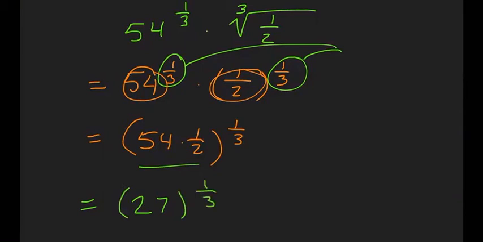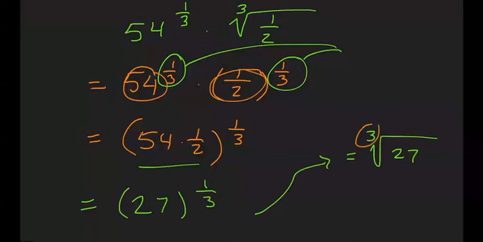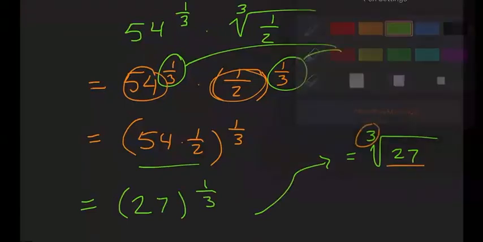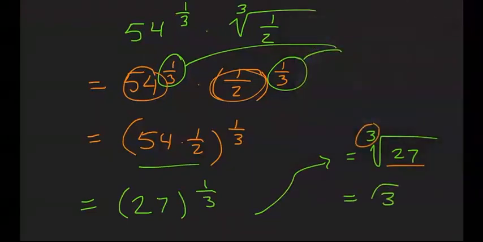And now we can turn this 1/3 power back into a cube root because we've changed things. Maybe something's going to work out, and it turns out that it will. So we have cube root of 27. This is saying what number multiplied 3 times gives us 27. That's going to be 3.